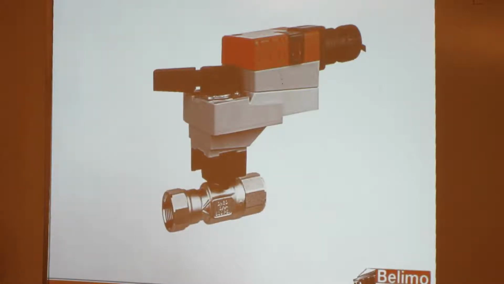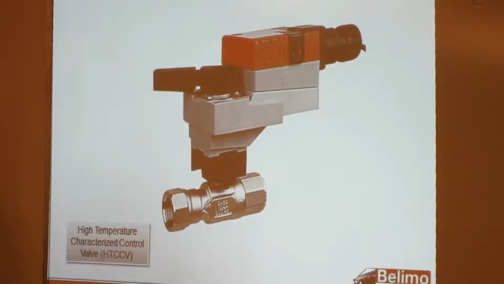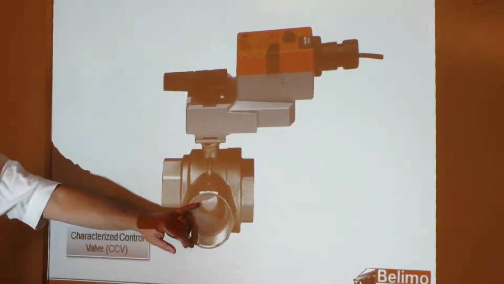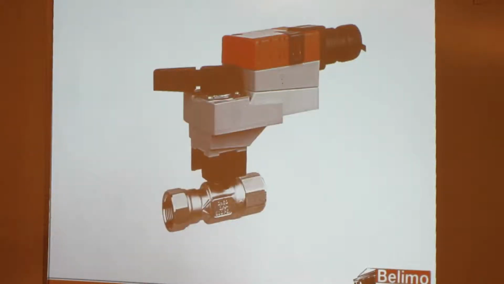How about this one? If you don't know the Belimo line, you're probably not going to get this one. Oh, I heard somebody say it. I was surprised. An HTCCV, high temperature characterized control valve. You can see it's a little bit longer than the last one. The reason being, this one is suitable for low pressure up to 15 psi steam. And the reason it's longer is, as you can see here, the characterizing disc in the other one is not very thick. Well, to use it for steam, we have a much thicker disc in there.